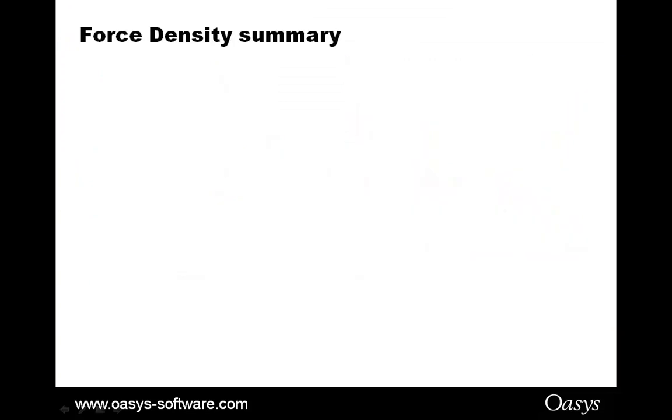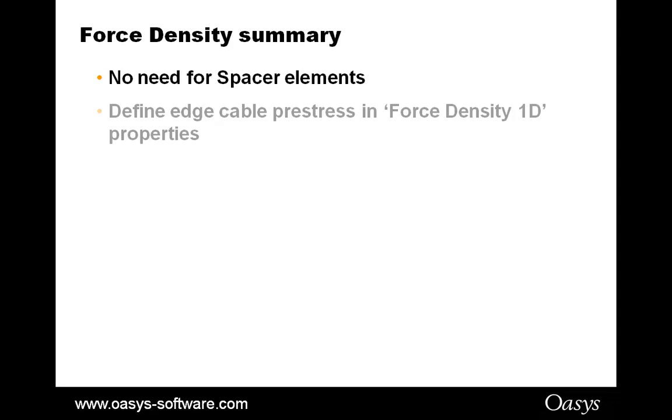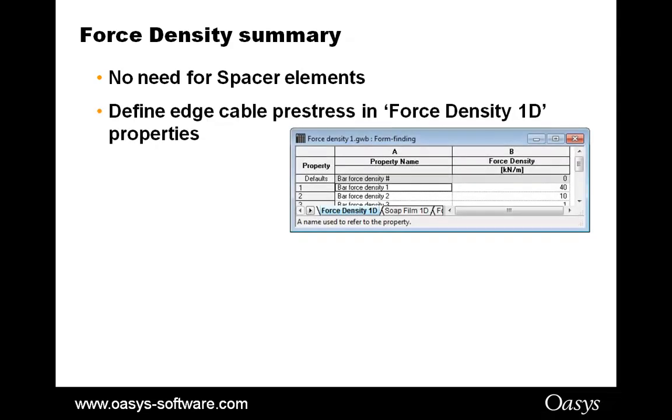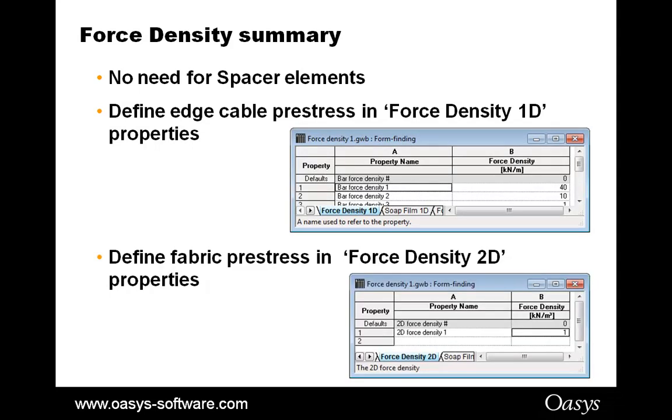So, a summary on the force density: no spacers can make things a lot easier, though you have slightly less control. You define the cable pre-stresses in the force 1D and the fabric pre-stresses in the force 2D. Note as well, of course, only isotropic force densities for 2D elements. No orthotropic properties, so you can't have the pre-stress different in the two directions.